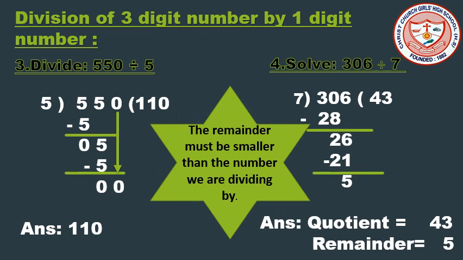Please remember the remainder must be smaller than the number we are dividing by. So here our remainder is 5. That is smaller than the number we are dividing by. That means the divisor. That is 7. So 5 is smaller than 7. This is very important, girls. Please remember this fact. Okay.